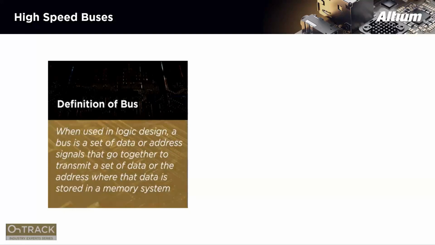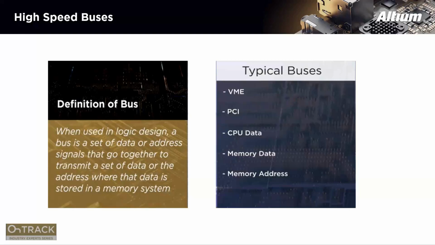When we see a definition of a bus, when used in logic design, a bus is a set of data or address signals that go through to transmit a set of data or address, where the data is stored in a memory. And we also see what typical technologies we see these buses in, systems like PCI, CPU data, memory data, and memory addresses. Generally, these are systems that work synchronized with a clock or strobe signal.